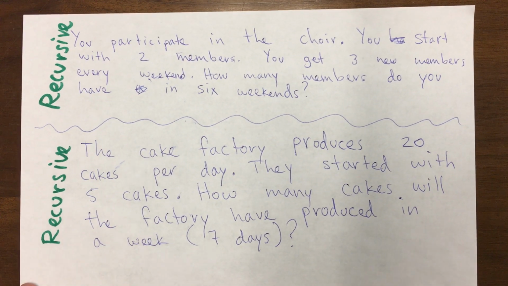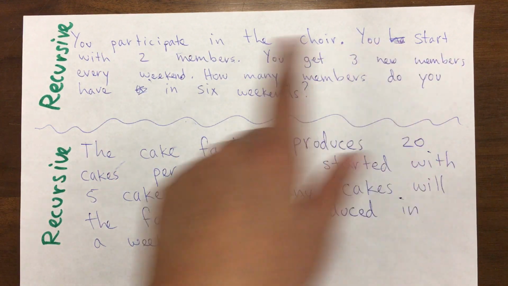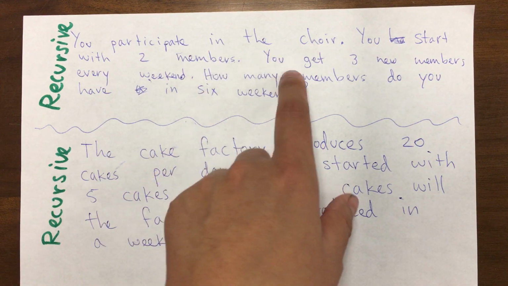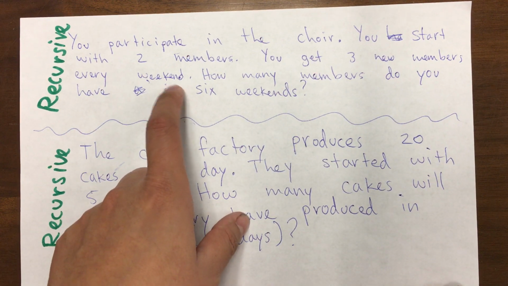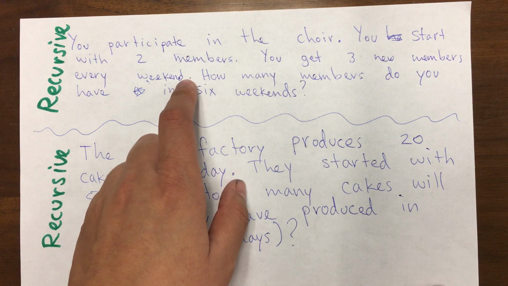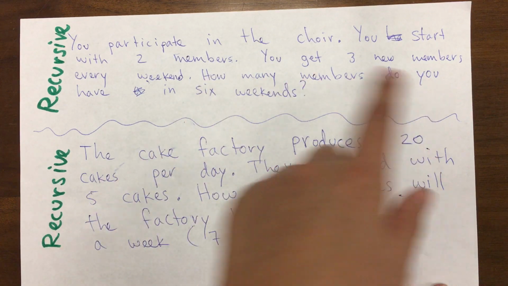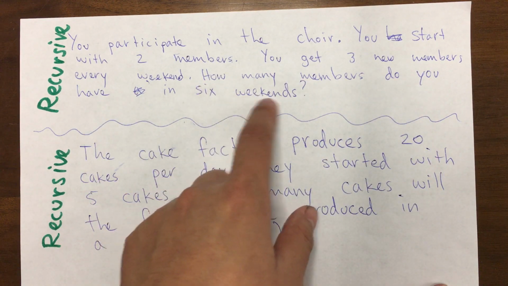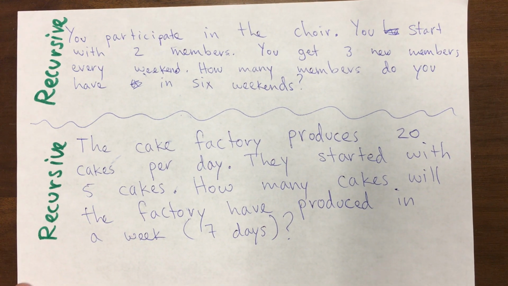These are other ones. You participate in the choir. You start with 2 members. You get 3 new members every weekend. And they said every weekend because Mass is like every weekend. And how many members do you have in 6 weekends? Okay, again, it's 6 terms that you have to find, so it's short.